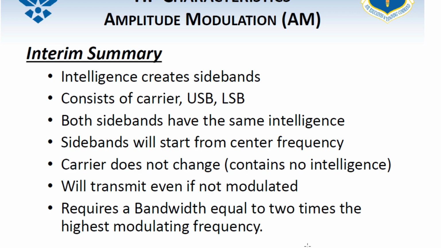All right, to go over what we've talked about so far: intelligence creates sidebands, and the signal consists of the carrier, the upper sideband, and the lower sideband. Both sidebands have the exact same intelligence. Sidebands start from the center frequency. The carrier does not change, and it contains no intelligence. It will transmit even when it's not modulated, and it requires a bandwidth equal to 2 times the highest modulating frequency. So that's AM. Any questions over AM?